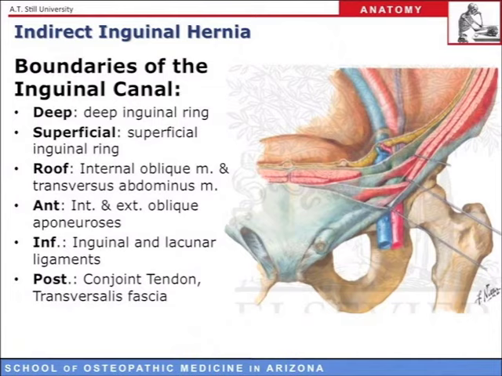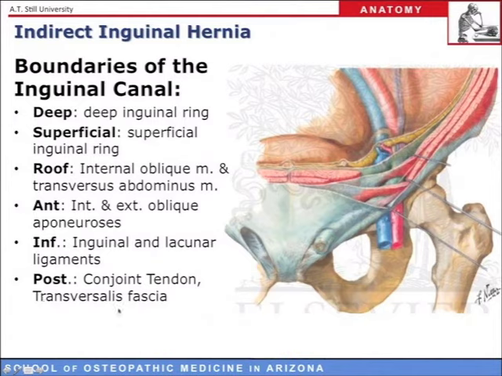And then the posterior boundary of the inguinal canal is going to be made up of the conjoint tendon, and we see the conjoint tendon right here. The conjoint tendon is made up of the aponeurosis of the internal oblique as it conjoins with the aponeurosis of the transversus abdominis. So you can see that transversus abdominis and internal oblique come together to form the conjoint tendon, and that forms the medial portion of the posterior wall of the inguinal canal. The lateral portion of the posterior wall is made up of transversalis fascia.